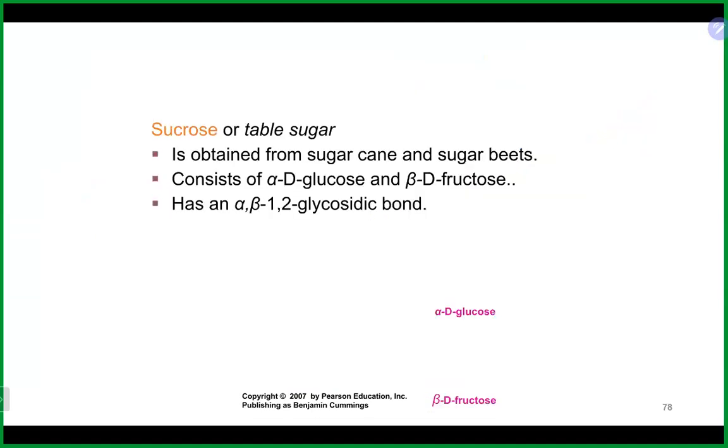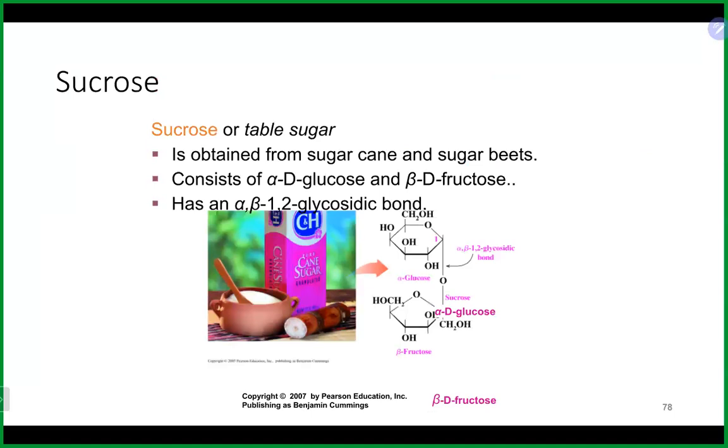And our last disaccharide there is sucrose. Sucrose is table sugar, and it is obtained from a glucose and a fructose molecule. And it also has a different glycosidic bond. Dare I say that this is an alpha beta 1,2 glycosidic bond.